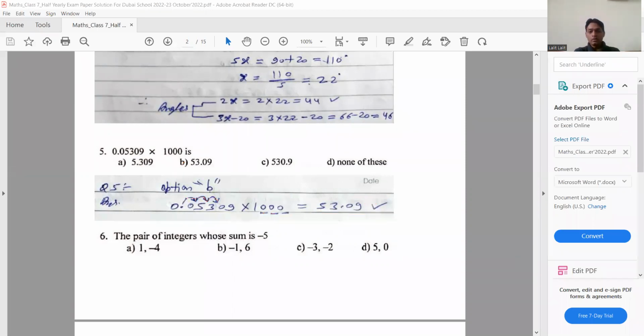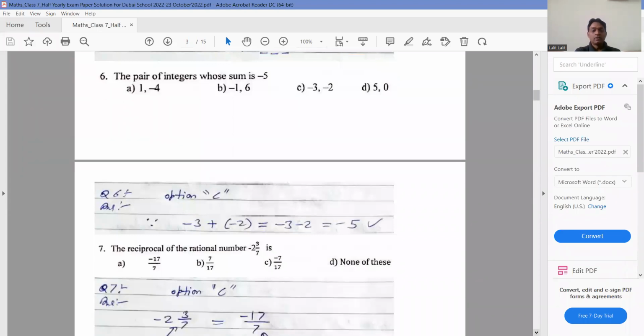Next question. The pair of integers whose sum is minus 5. Again, simple. You need two integers whose sum is minus 5. From the options, 1 and minus 4 add up to minus 3. Minus 6 and 6 add up to 0. But if you add minus 3 and minus 2, the answer is minus 5. I have also made another video on the principles of addition, multiplication, and subtraction. Please go through that video for more clarity. So minus 3 plus minus 2 is equal to minus 5. The correct option is C.